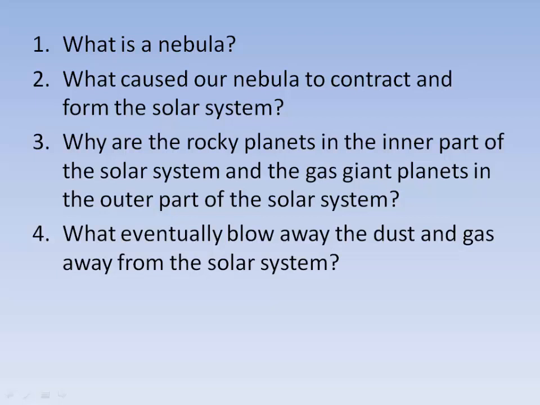What eventually blew away the gas and dust from the solar system? Well, that's the solar wind. Once the sun began to shine, it produced solar wind, which blew away the remaining gas and dust particles.